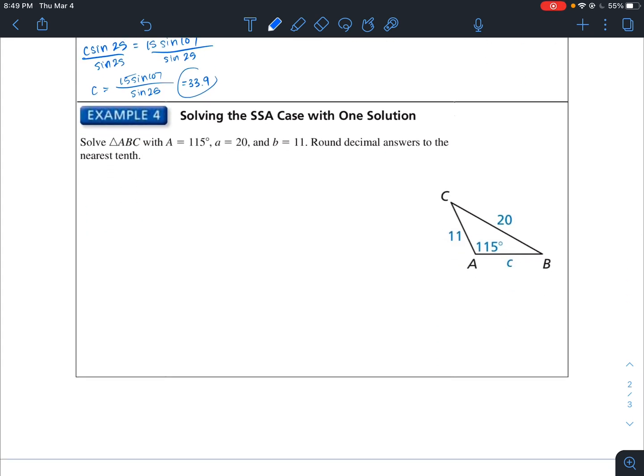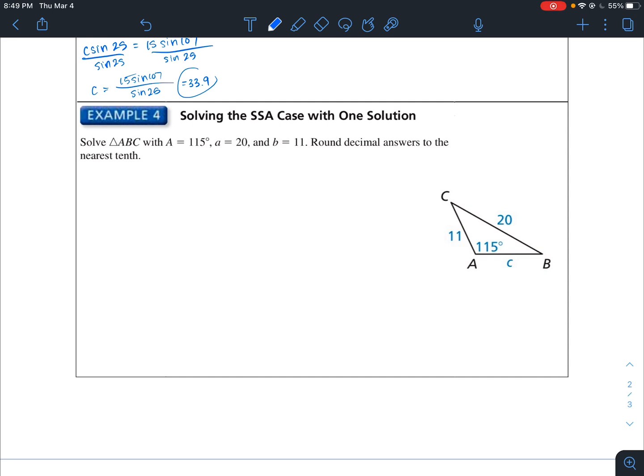Okay, now I'm going to come down here to this next example. This is solving with SSA. Now, solving with SSA can be tricky sometimes, and I'll show you why, because sometimes you can have multiple solutions, sometimes you can have no solutions, and sometimes you can have one solution possible.